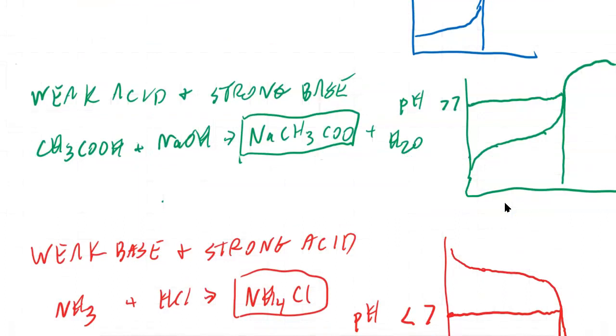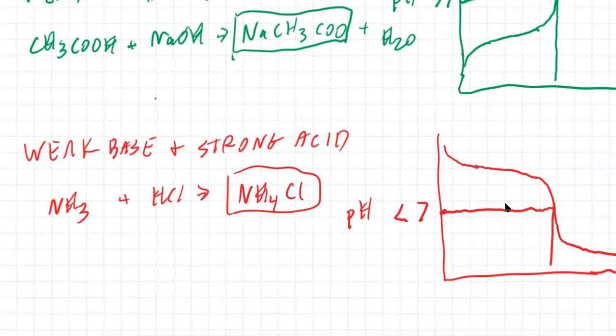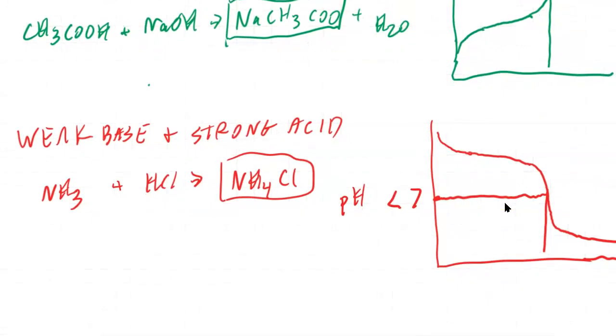If we go then to a weak base, strong acid, here's ammonia reacting with HCl. We form ammonium chloride, no water this time. Ammonium, NH4+, is a weak acid. It'll hydrolyze water to make hydronium, and the pH will be less than 7 at the equivalence point. So just wanted to bring that up in the context of titrations.